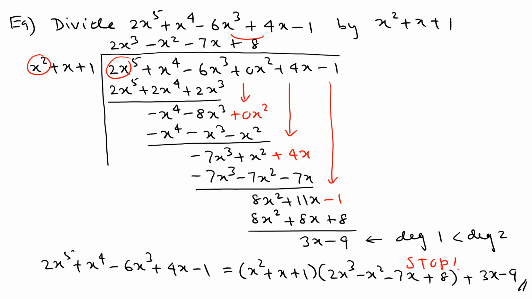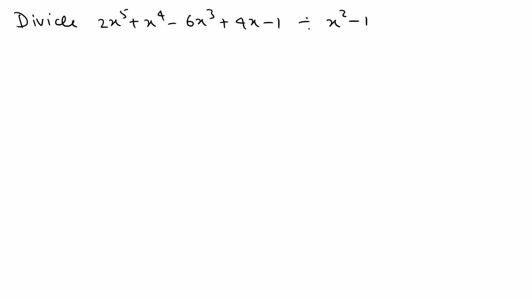So let's do the last problem. For the last problem, we can do a similar one with a term missing. So let's do this one. Say divide the same one, 2x to the 5th plus x to the 4th minus 6x cubed plus 4x minus 1 divided by x squared minus 1.